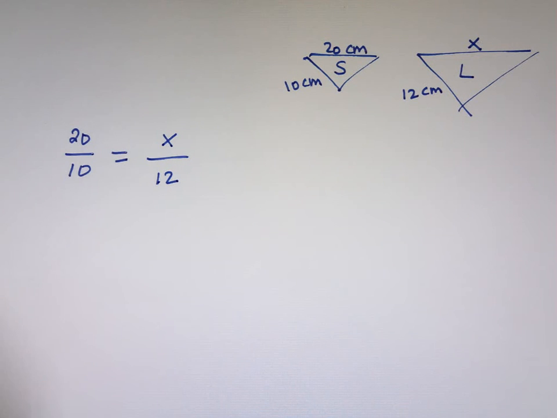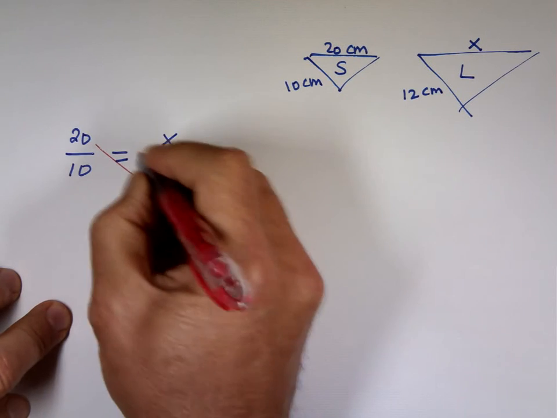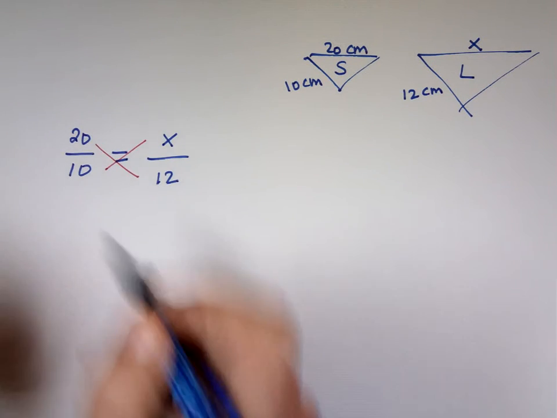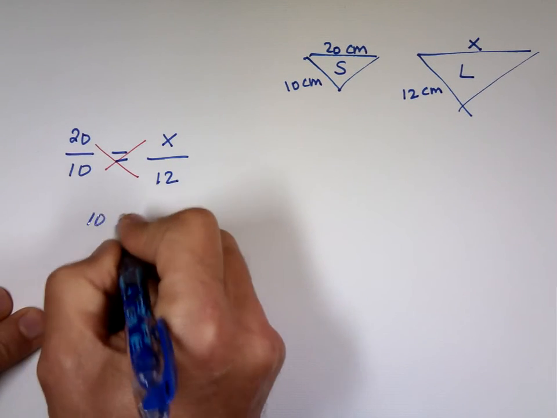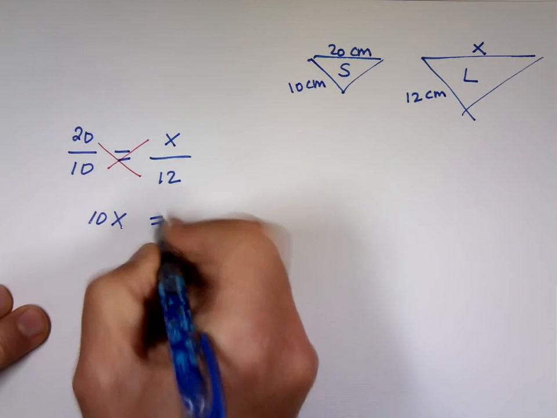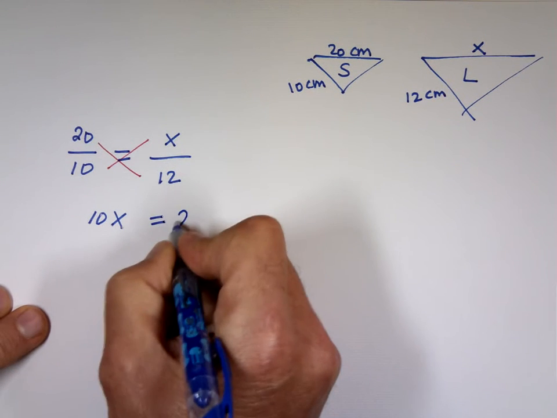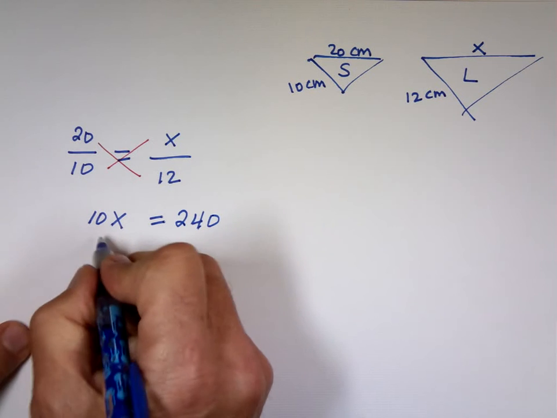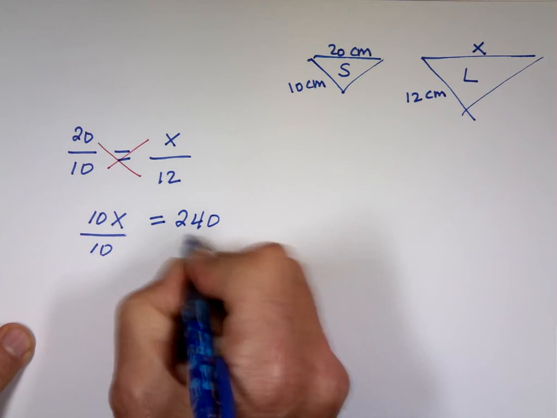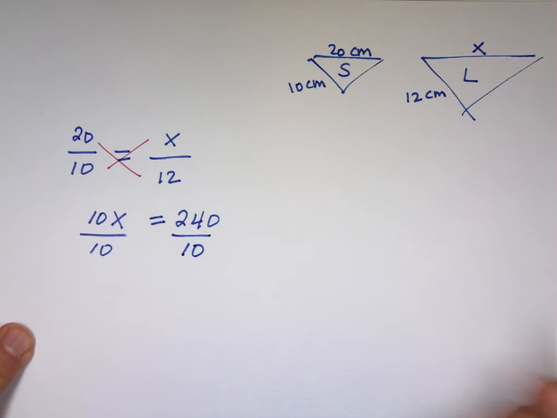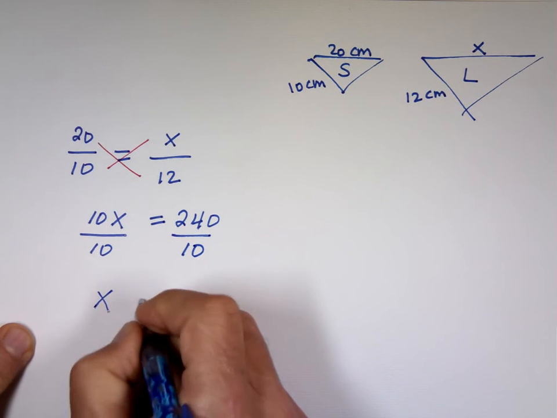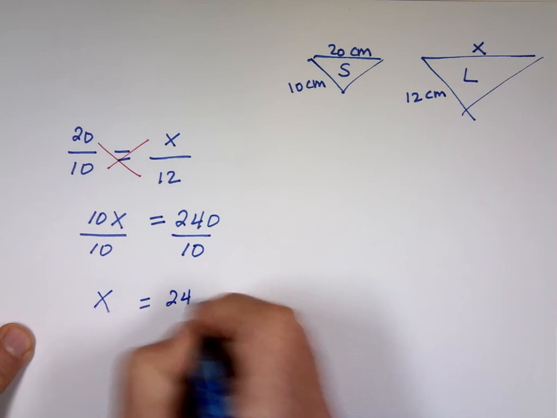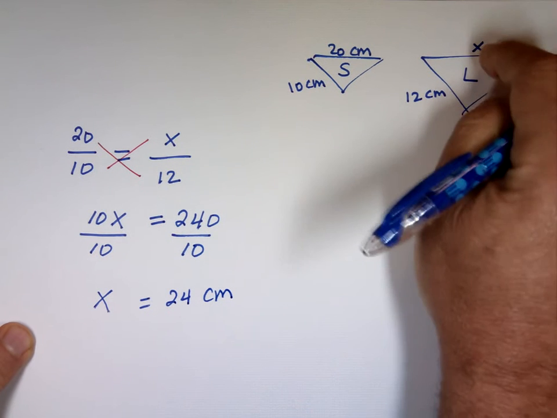And again, to solve this one, we will have to cross multiply both sides. X times 10, 10x equals 20 times 12, which is what? 240. And to solve that for x, we need to divide this side by 10, which means divide that side by 10. X equals 24 centimeters. This side has to be 24 centimeters.